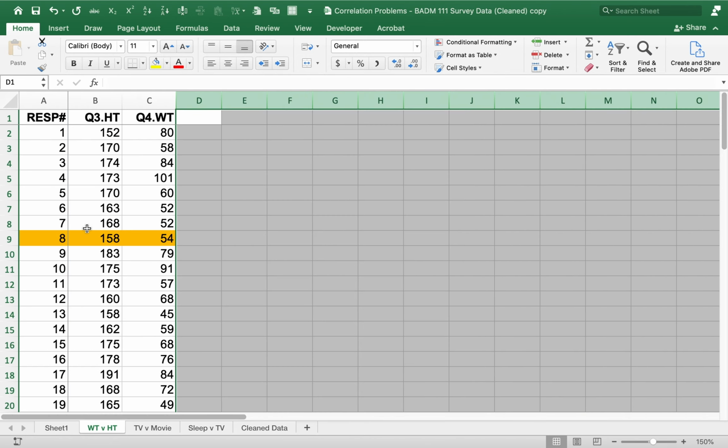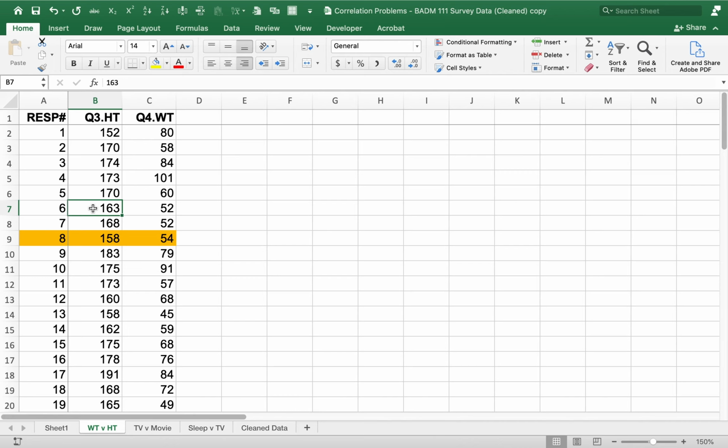Like so. And then, of course, it's important that for each respondent that they have both a height and a weight. And so what we should do is just do a quick sort here of each column and see if there's any blanks. They'll pop down to the bottom here. And so notice that I've highlighted a particular row here, and that's just to make sure that when we do a sort that they all stay together, because we have a height and a weight for each respondent.